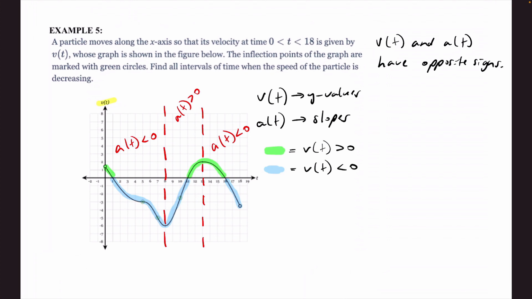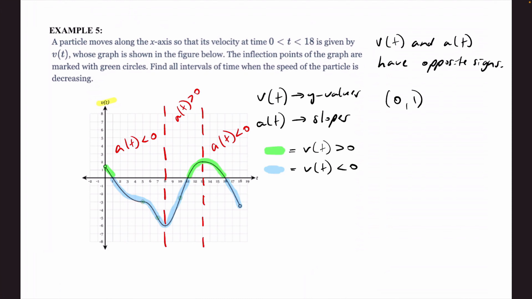Like 0 to 1. So let's see. Velocity is positive in the green, right? So we start at the green, positive. Acceleration is negative. So that's 0 to 1. I'm going to jot that down so I don't forget it. Okay, and then velocity goes negative, and acceleration is still negative, right? So that part I don't want.